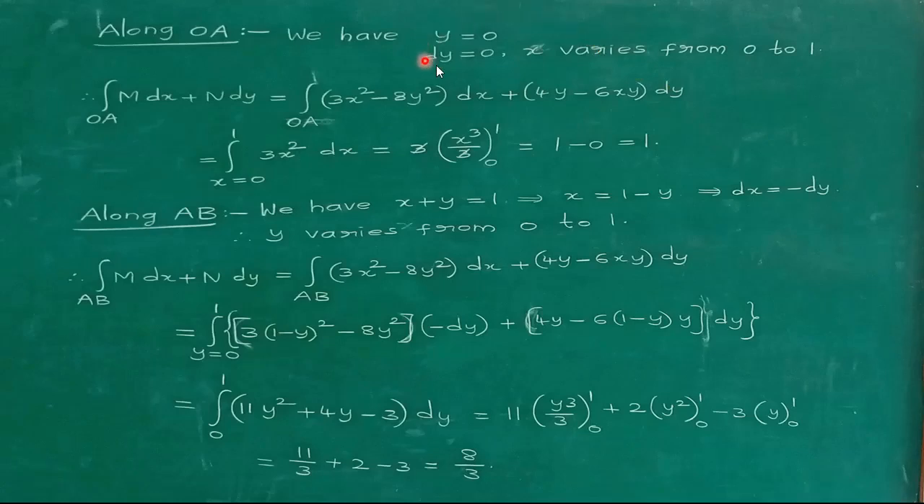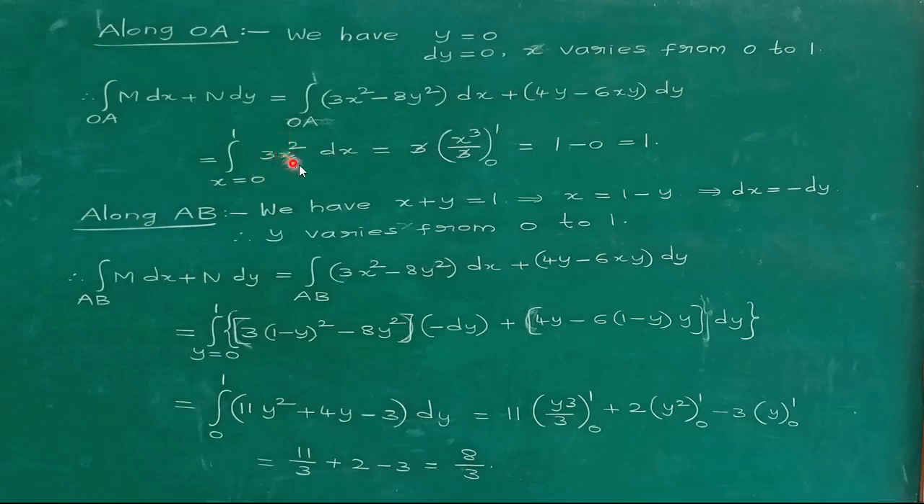Now substitute y is equal to 0 and dy is equal to 0 in this line integral. Here x varies from 0 to 1. What will we get? 3x squared. If we substitute y value 0, this is 0. So 3x squared into dx. Here dy value is 0, so the second term is completely 0. So we just get 3x squared into dx.